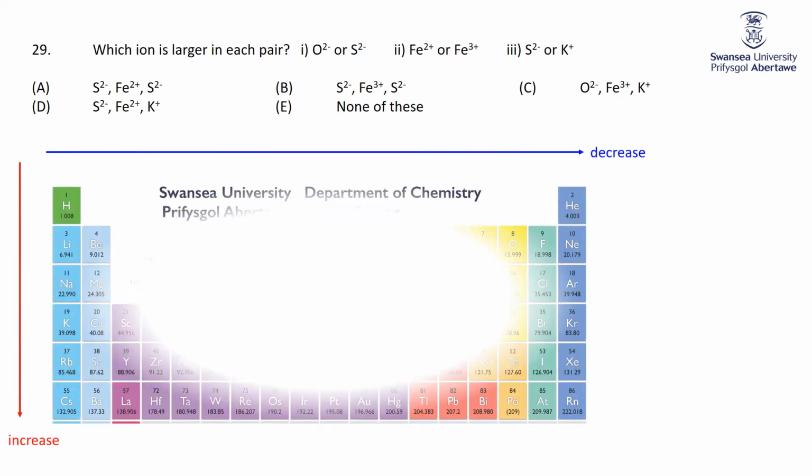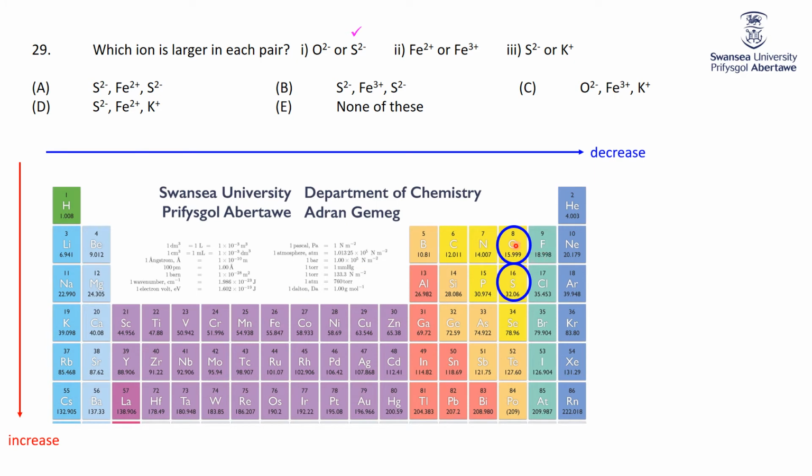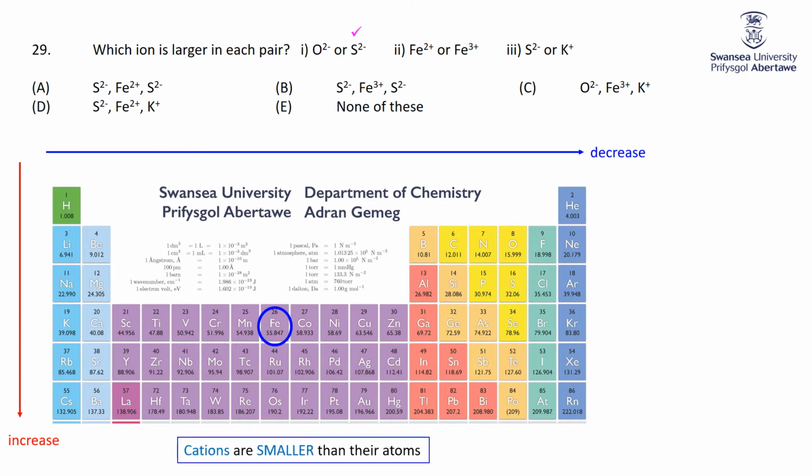Which ion is larger in each pair? Looking at the periodic table, we've got oxygen or sulfur. Everything to do with sulfur, size-wise, is bigger than oxygen, so S2 minus is bigger. Now let's look at iron, 2 plus or 3 plus. What we've got here is the same number of protons, but the more electrons that we remove, the more tightly the nucleus is going to hold on to what is left. Generally, cations are smaller than their atoms and get smaller the more cationic they get. So Fe2 plus is going to be the bigger, Fe3 plus the smaller.